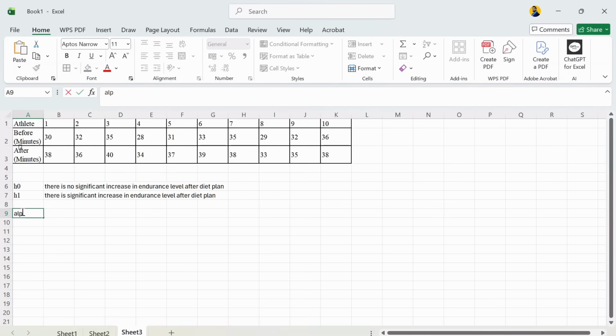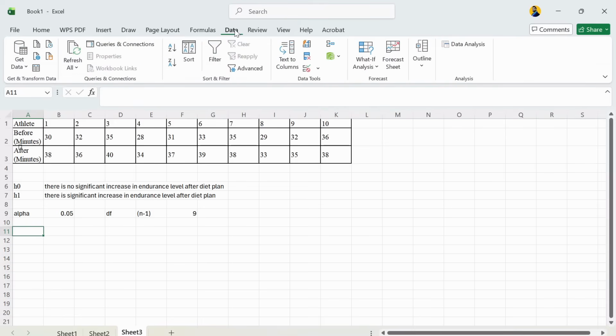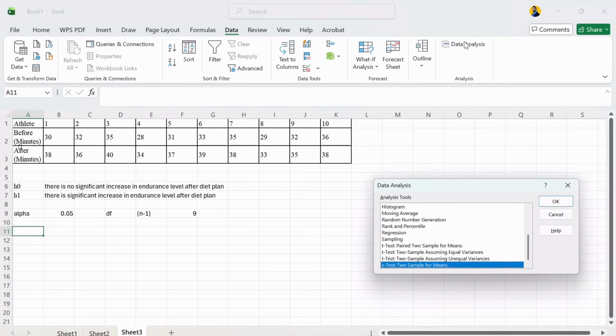We will define alpha here as well. For alpha, we will mention 0.05, that is 5%. And whenever we are talking about t or chi-square, we need to mention the degrees of freedom. In the t-test, we normally use a simple formula: n minus 1. We know the total number of observations was 10, so 10 minus 1 is 9. This is our degrees of freedom. Now after defining these terms, let's start with the main part. Go to Data and go to Data Analysis.